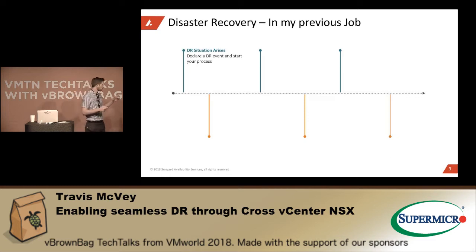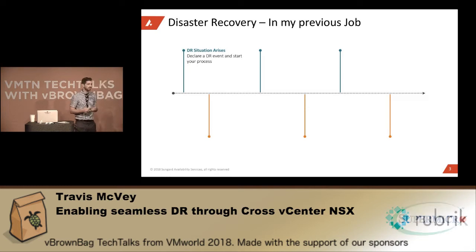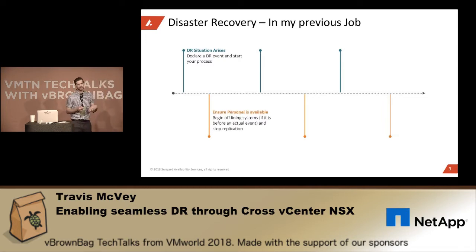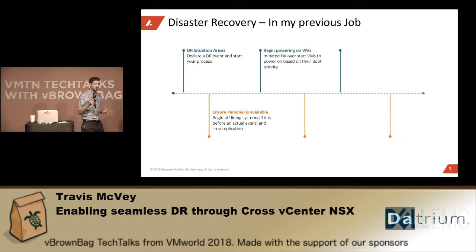So, I'm living in Florida, so we get a little bit of a warning for some of our DRs, the hurricanes that come through. And when that happens, we're going to declare and really start the whole process. So we're going to ensure that people are online. We're going to start shutting down the VMs, make sure replication is all happy. Then we're going to make sure we stop it. And then we're going to start powering them on in the DR site, if you're fortunate enough to have a DR site, right? Bring them back up based on boot priority.